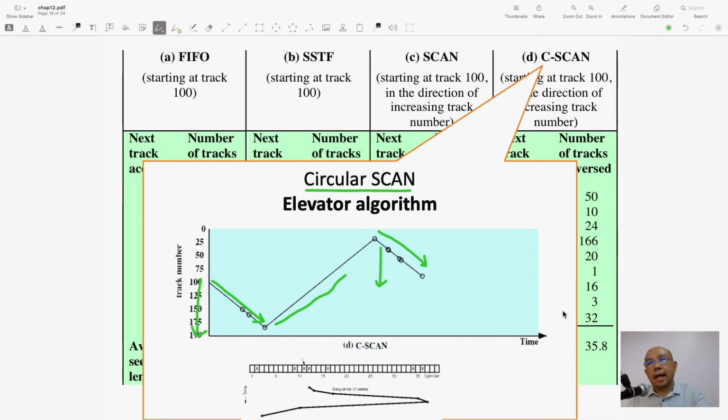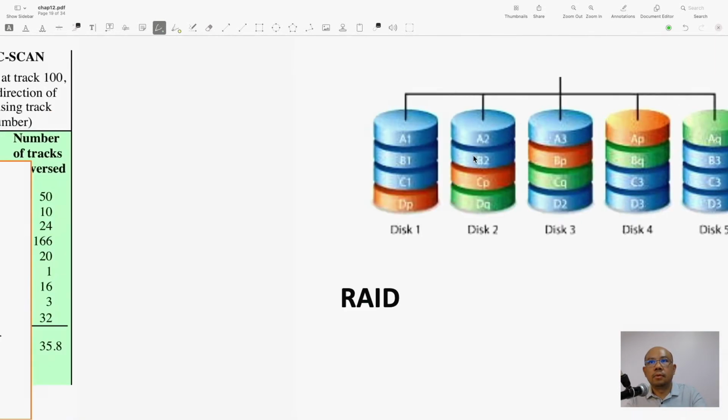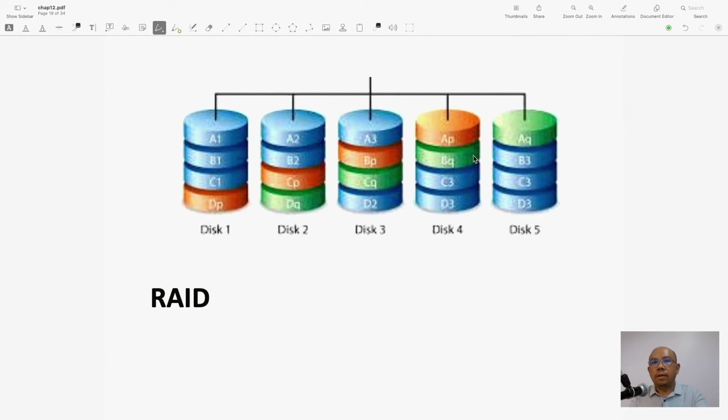When you buy a hard disk, the hard disk will implement an algorithm inside the chip, depending on the type of the hard disk. Okay, now we will talk about the third topic, that is RAID.